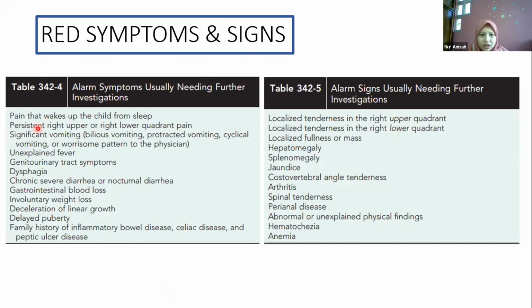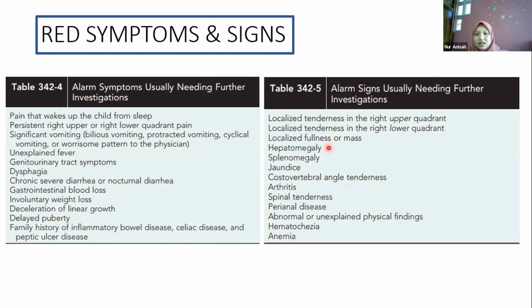So we go to the alarming symptoms first. The first is pain that wakes the child up from sleep. Basically, it's severe, persistent right upper or right lower quadrant pain, not at the periumbilical area, which can indicate other causes. And then significant vomiting, unexplained fever, genitourinary tract symptoms, which can also suggest obstructive uropathy, dysphagia, chronic severe diarrhea or nocturnal diarrhea, gastrointestinal blood loss, involuntary weight loss, deceleration of linear growth, delayed puberty, and family history of IBD, celiac disease, and peptic ulcer disease.